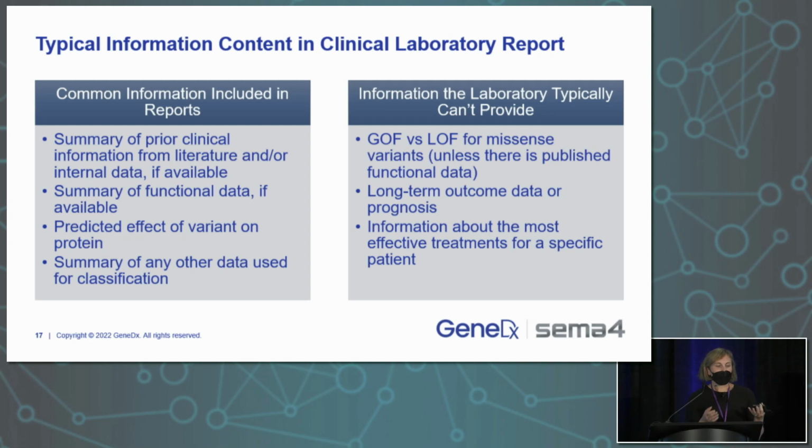We generally can't provide long-term outcome data or prognosis, so we can give a summary of what we know in the patients that have been identified so far, but that doesn't necessarily predict what's to come. And we can't provide information about effective treatments for a specific patient because we're just not to the point where we have that information. Moving forward, probably that gain of function, loss of function, mixed impact is going to be important for all of that. Those kinds of things you can't get from a lab report. It's really about trying to make the diagnosis and say whether this is actually the explanation for the features or not. And that's the limit to what we as a diagnostic lab can do.